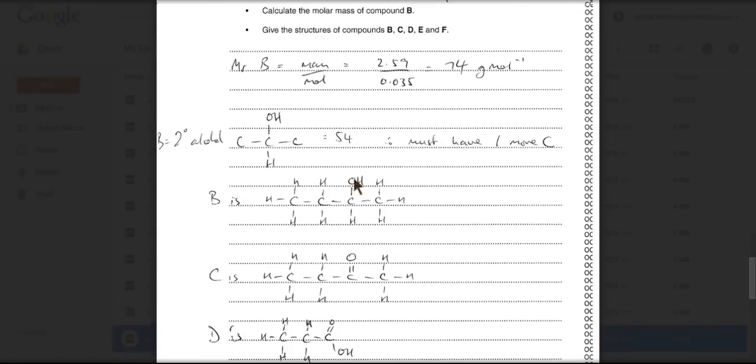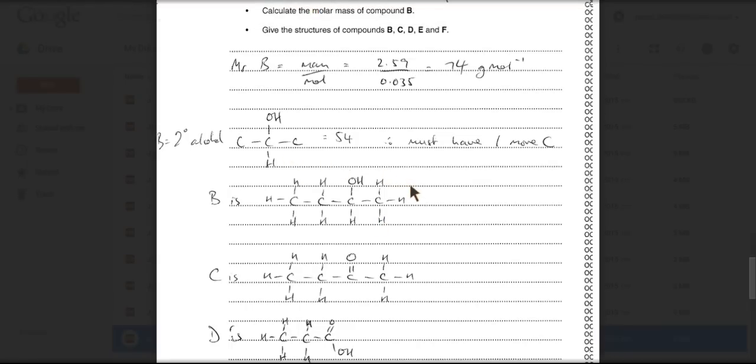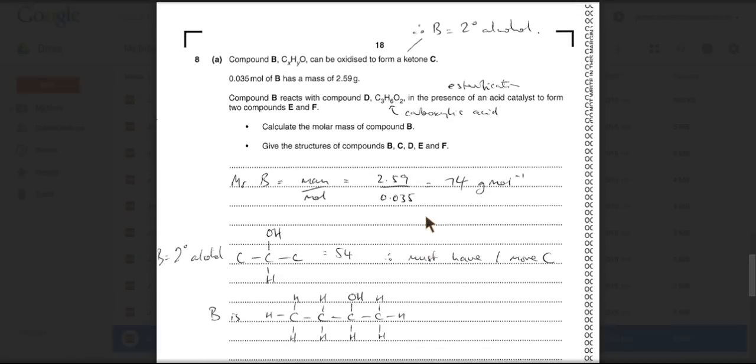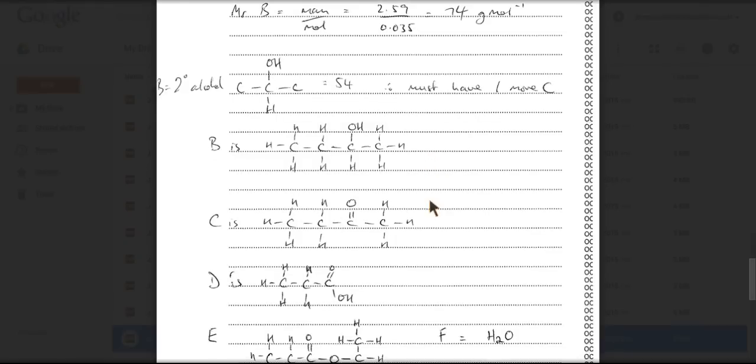And so you set about working out, well, what would I need to add to this structure here to get me that 74? And it comes out as this structure here adds up to 74. It's got that secondary alcohol bit, which it must have. So B must be butan-2-ol. C is the oxidation product of B, which is a ketone, so it's going to be butanone.